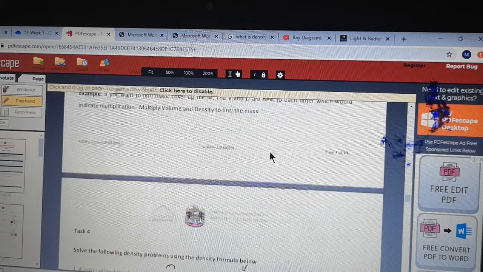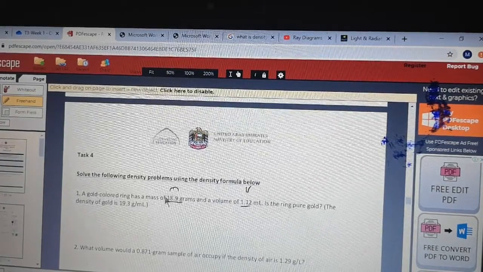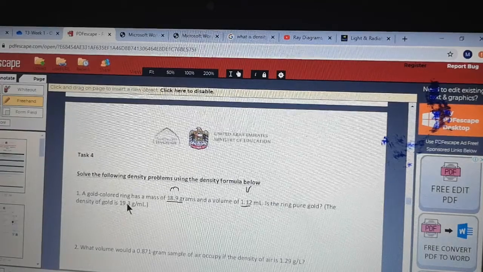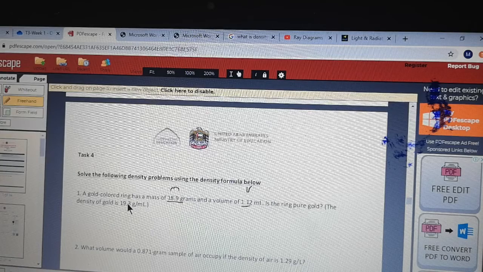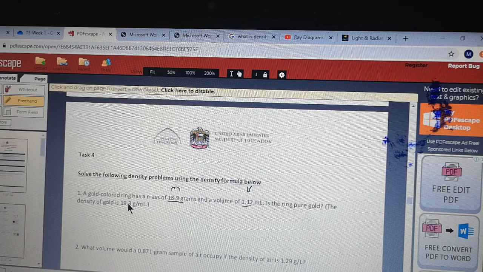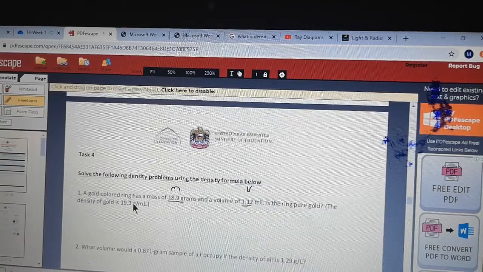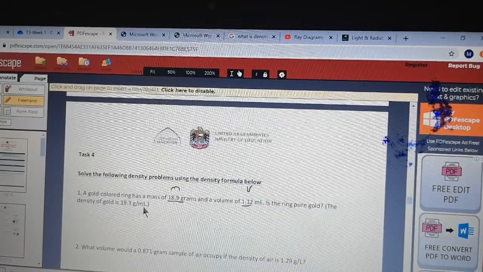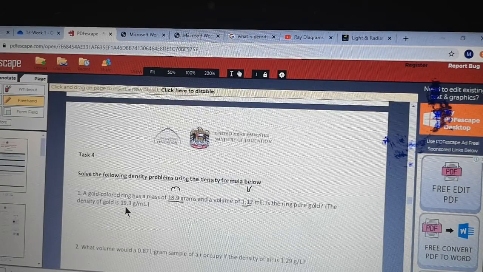Alright, well, it's asking, is the ring pure gold? If it is, then the answer should be 19.3. So we're trying to find the density, right? If the density is different, then it's made of a different material. The density of a substance is a constant. So there are different densities for different things. Bronze is different from copper, is different from gold, is different from silver. So if we don't get this number, which is the number for gold everywhere in the universe, then it's a fake. It's not a real gold ring.